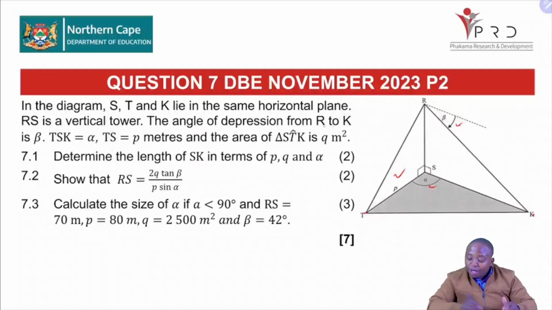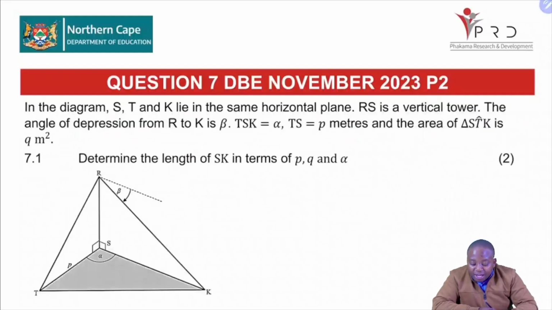Remember, you must be able to see those things on the diagram as you are reading them in our statement. And we are now given the area of STK, which is Q meters squared. Then it says 7.1, determine the length of SK in terms of P, Q, and alpha. Now, let us look at the length of SK in this case.